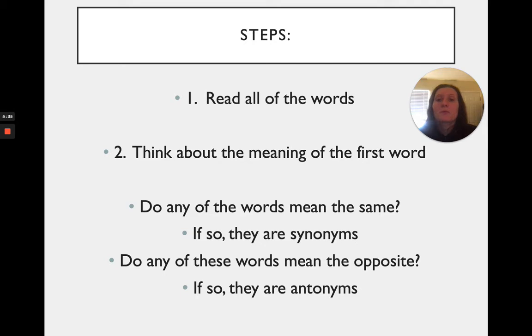All right, so we're going to look at the steps to figure out synonyms and antonyms for words. So number 1, we want to read all of the words in the sentence. And then number 2, we want to think about the meaning of the first word. So do any of the words mean the same thing? And if they do, then remember they are synonyms. So it's easy to remember synonyms as the same because both words start with the letter S. And then do any of these words mean the opposite? And if so, then they are antonyms.